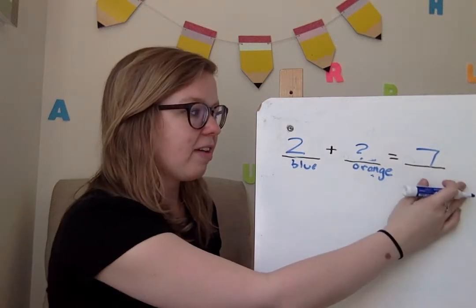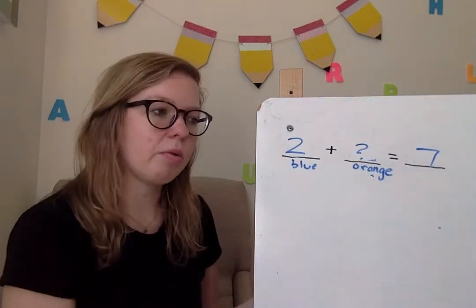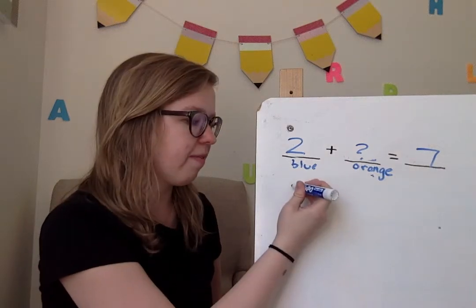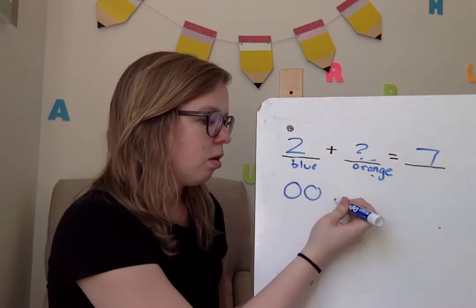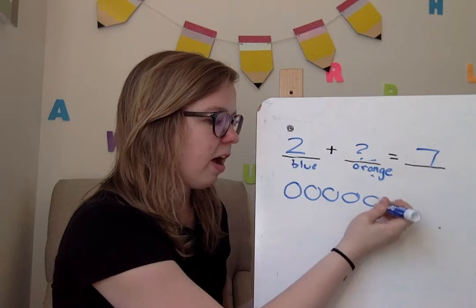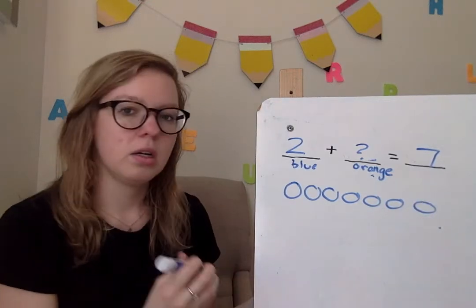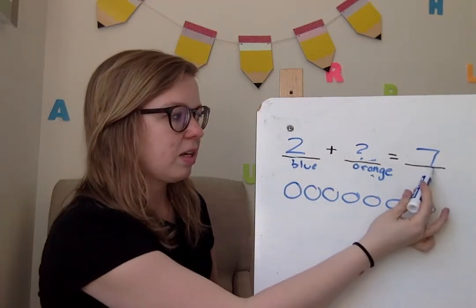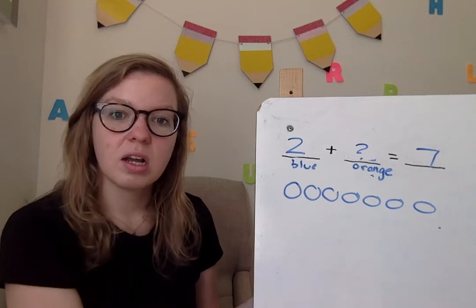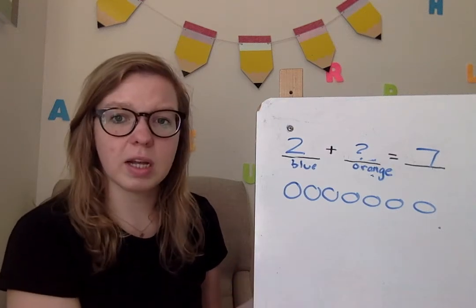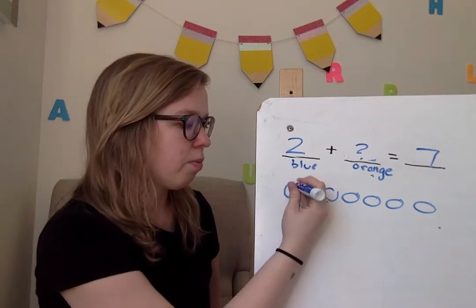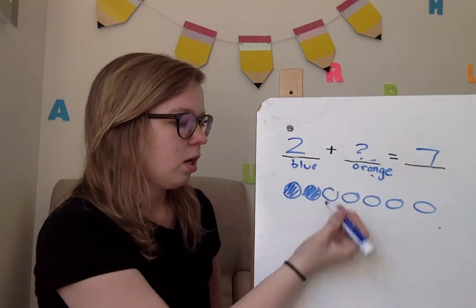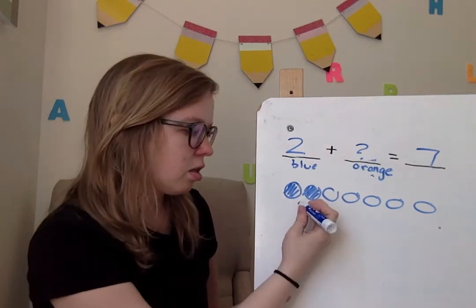Good, it should be the 7 because it equals 7 in all. We want to draw all of the circles so we can figure out where our parts are. 1, 2, 3, 4, 5, 6, and 7. So now I've drawn 7 circles because we know there are 7 markers. I'm going to color in the 2 blue ones that we already know. 1, 2. Now I can figure out, these are our 2 blue.